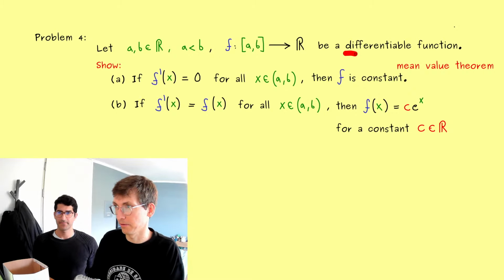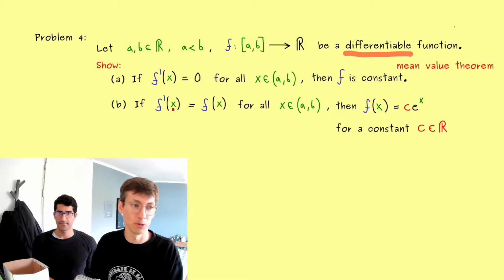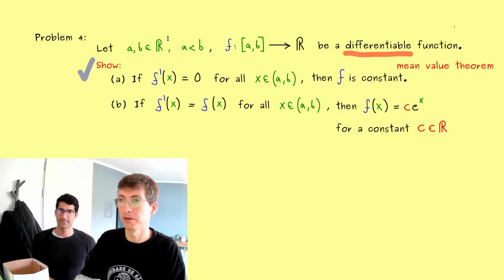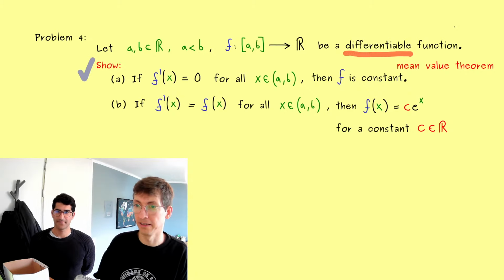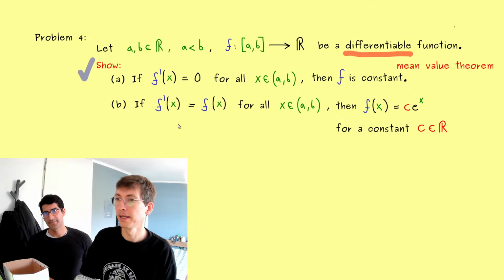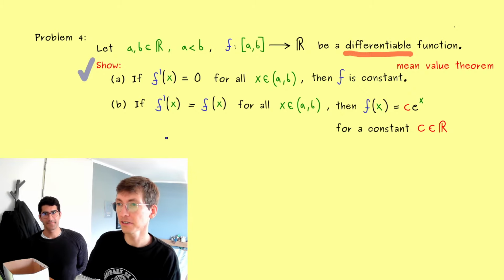So, but the important thing is, of course, it's a differentiable function from the beginning. So the derivative exists at all points from the beginning. Okay, so let's say this one is already proven. Now I want to show how you can use that for part B, because I think this is more interesting in this problem here. Okay, problem B says we have a function that fulfills that it is its own derivative.